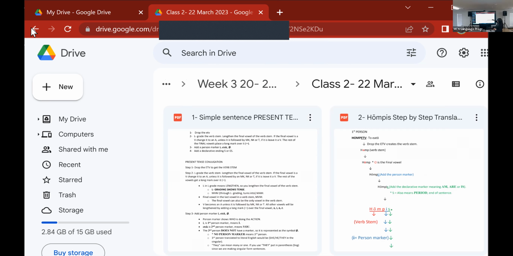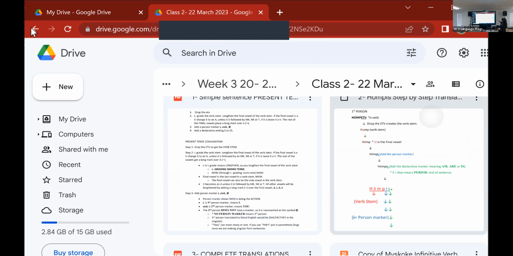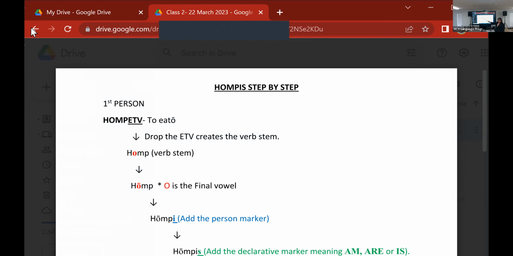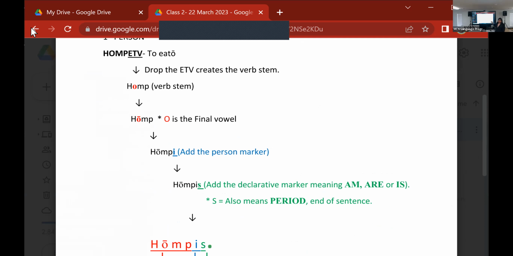All right, so we've done the simple sentences. Now go to this step-by-step translation. This follows the steps that we just went over. Hombida, and you take off this O, I don't know what happened, but it's supposed to be a different letter. But hombida, you drop the ETV, and in here I have steps. You drop the ETV and it creates the verb stem. So after you drop the ETV, this is what you're left with, the verb stem. From the verb stem, you see that O is the final vowel, so you put a line over it.